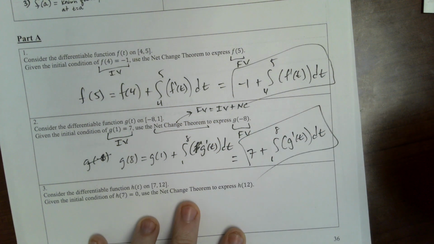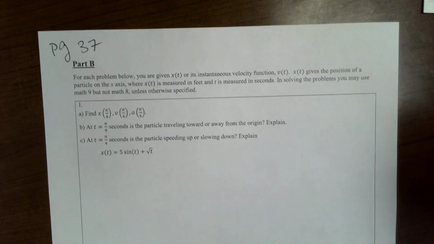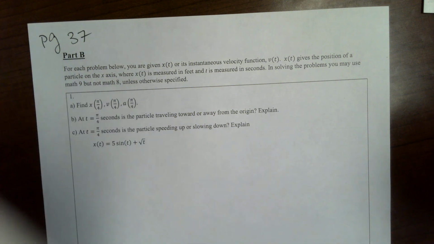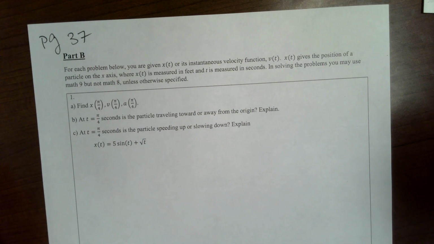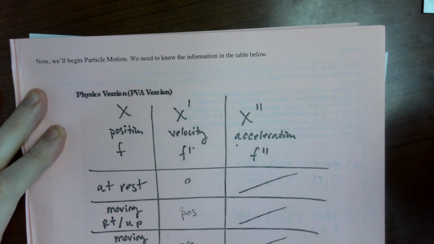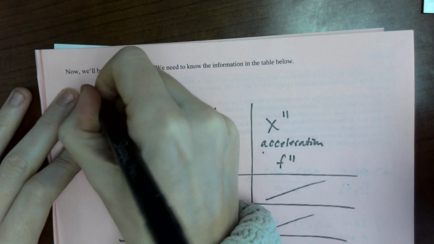All right, guys, the next one is very similar, just a different letter. So let's move on to part B. Let's turn real quick in our packets to page 31. All right, page 31. So we're going to be using this information here. Sorry, I was thinking ahead.